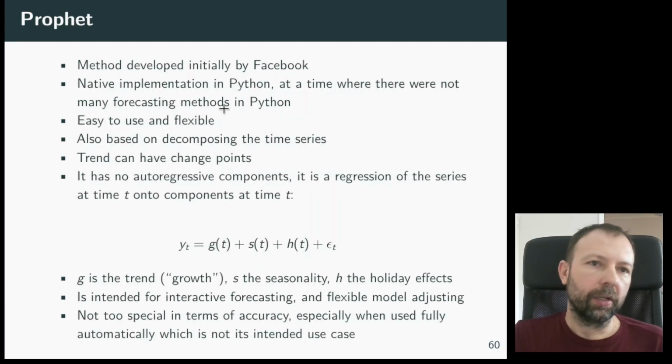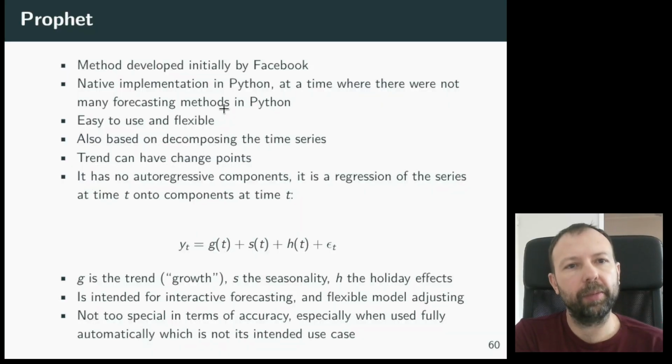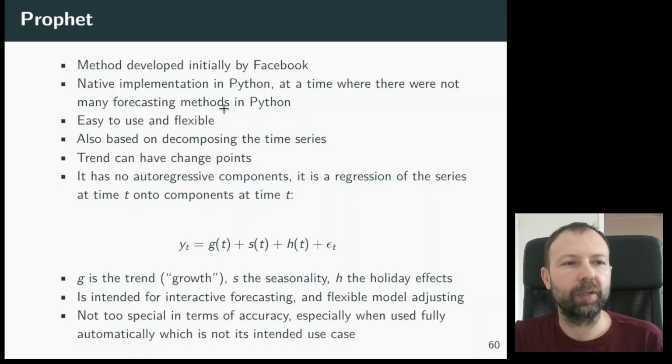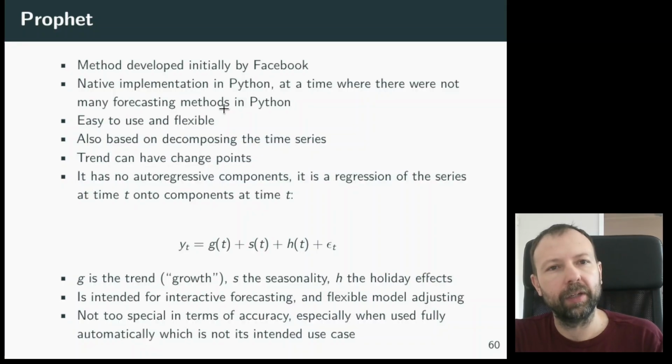Another model to mention is Prophet. So Prophet was developed initially by Facebook, which often gives this stamp of quality. You know, it comes from Facebook, it must be good. I would be a bit careful with that. It has a native implementation in Python already many years back. So at a time where there were not many forecasting methods in Python, that's probably why it became so popular, right? So it's kind of the most popular forecasting method.